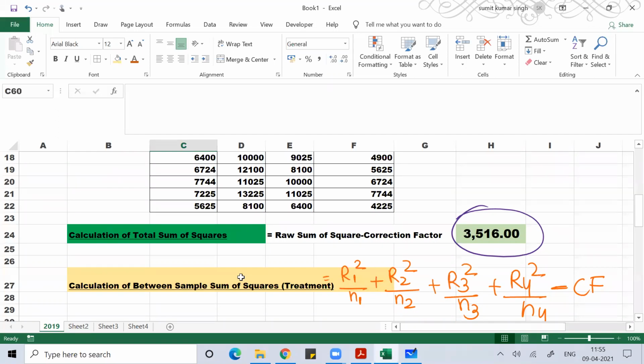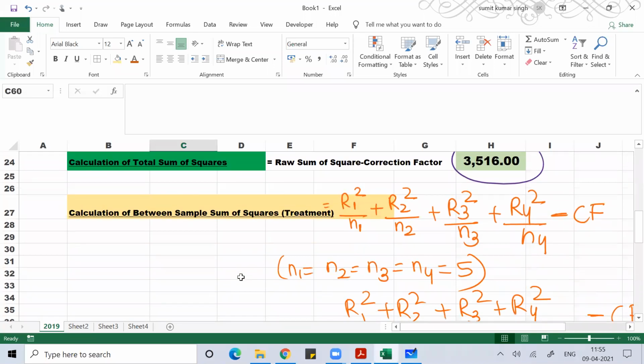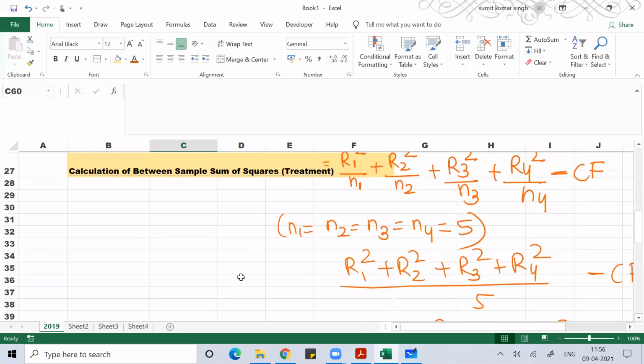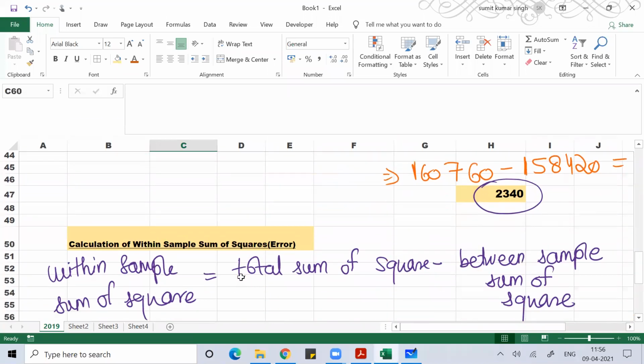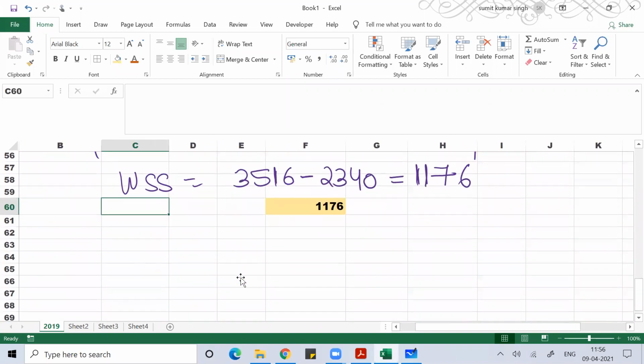This total sum of square is basically the sum of two values: between sample sum of square plus within sample sum of square. For between sample sum of square, you take the square of the total for each column, divide by the number of data in each column, and then subtract the correction factor. Once you get that value, subtract it from the total sum of square, and that will give you within sample sum of square. Clear everyone? Can I go ahead?